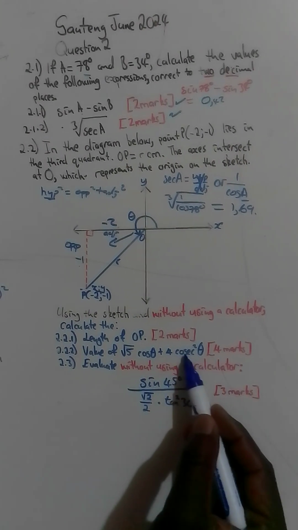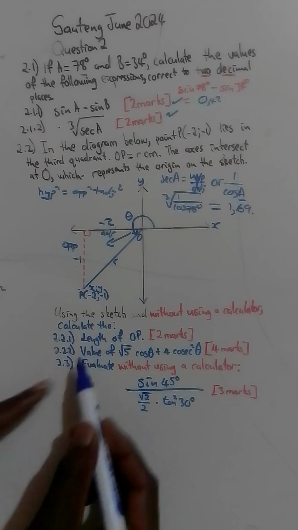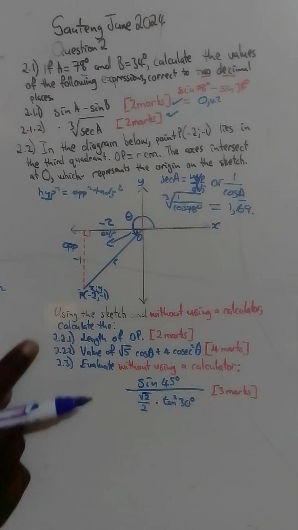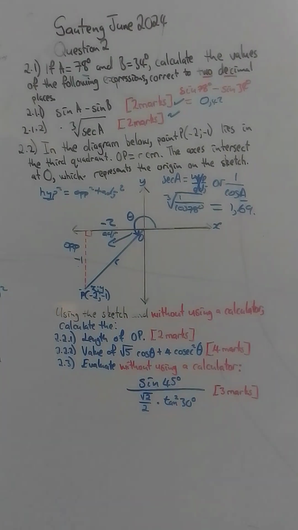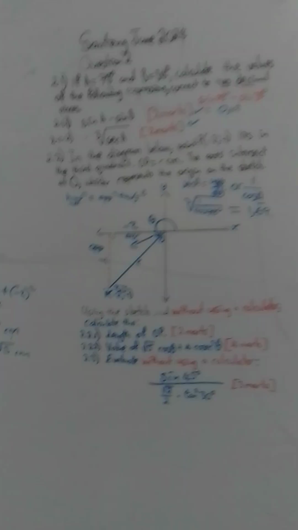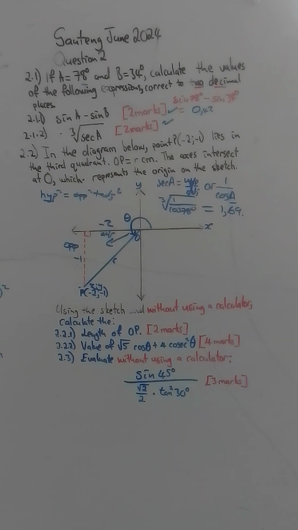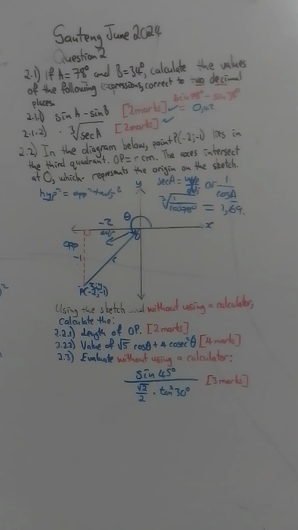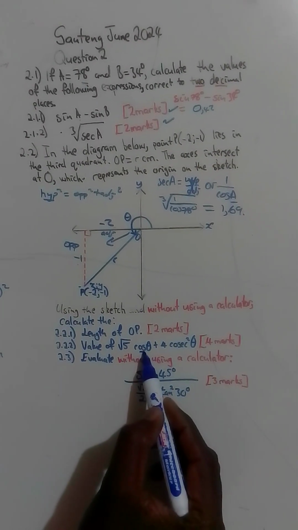Then we go to the next question, which asks for the value of square root of 5 cos theta plus 4 cosec squared theta, and it has 4 marks. Remember, all these 3 questions are based on this particular diagram. So what am I going to do now? I'm now going to be deriving things, but before I proceed, it's best if I come here and say, based on this diagram, they want a cos theta.